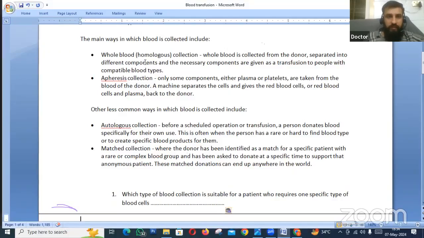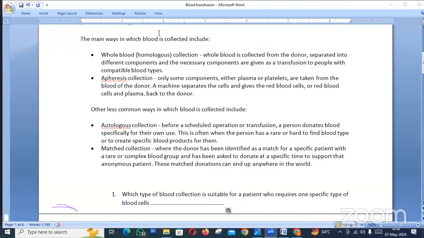Very good, excellent. Okay. Someone told me one option here, but the answer does not match with other people. Anyone of you? Dr. Sumair? Yes, sir. So what is your answer? Autologous collection. Very good, excellent.